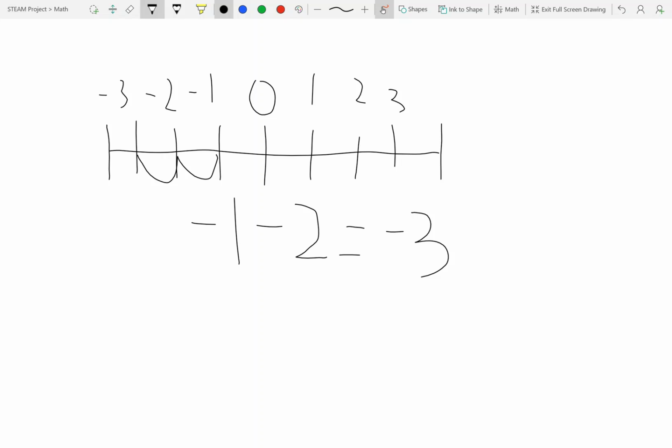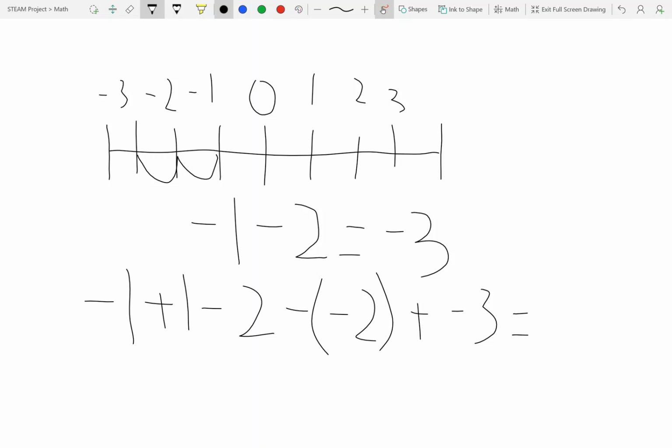And lastly, this one is the last one: -1 plus 1 minus 2 minus -2 plus -3. What is this equal to? So first, let's see this. -1 plus 1 is the same thing as 1 minus 1. So 1 minus 1 is equal to 0. So we can cancel out this, and this would be equal to 0.